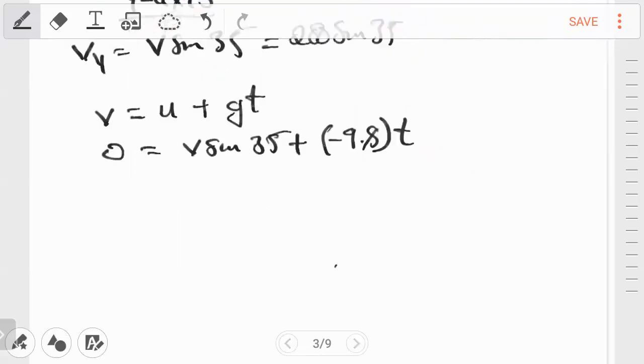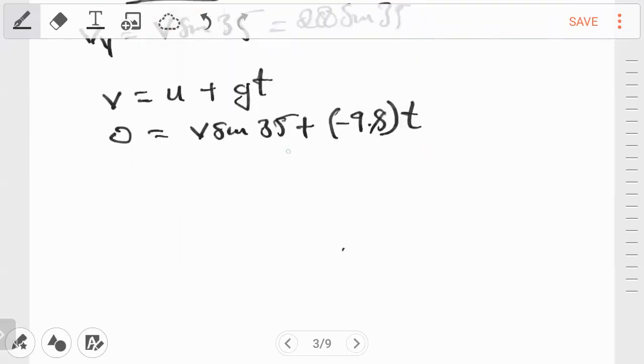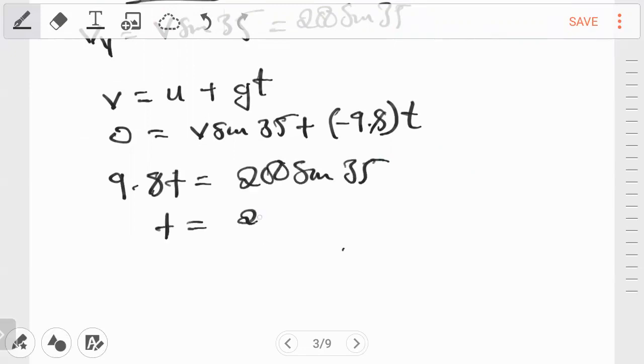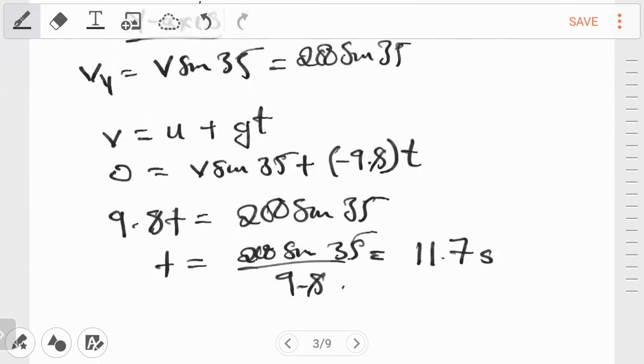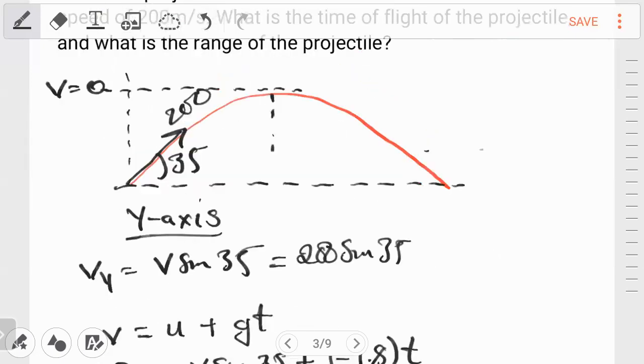And then from here, of course, the v is 200. I can move the 9.8 to the left-hand side. So that's positive 9.8 t equal to 200 sine 35. Divide both sides by 9.8. I have 200 sine 35 divided by 9.8. Work this out to 3 significant figures, you get 11.7. So this is just the time for going up, just up to that point. So it's like I've just obtained the time for going up the first part, t1.